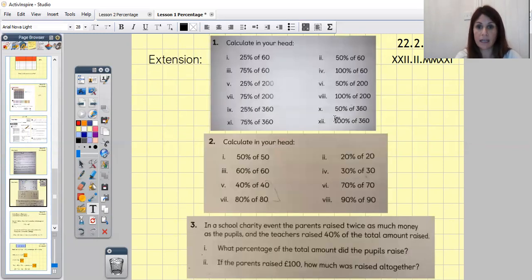So for this one here, obviously, this is one where you're thinking just about finding a half, a quarter, and 3/4, but then you move on to thinking about perhaps some of these you will need to use that strategy I've just taught you. So 60% of 60. Alternatively, you can also divide by 10 to find 10% and then multiply. So you might like to use that strategy for this one here.